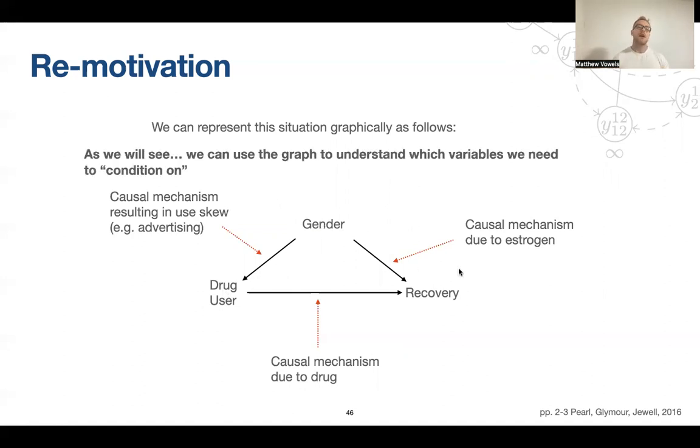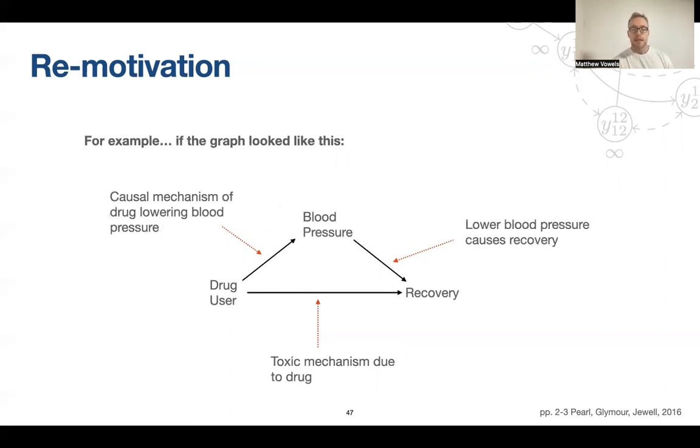So we can use this graph to understand whether we should condition on gender as an example. Now, to contrast that against something which is similar in terms of its appearance, but fundamentally different as to whether or not we're going to condition on it, consider maybe this alternative set of results. So consider the data that we had before. The numbers are exactly the same, but instead of men and women, we're now conditioning on people with high blood pressure and low blood pressure.